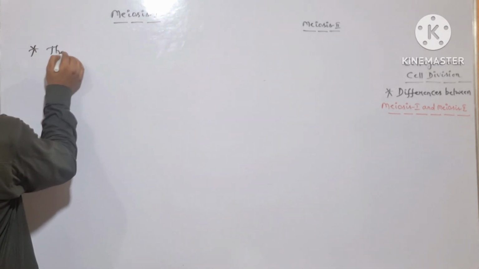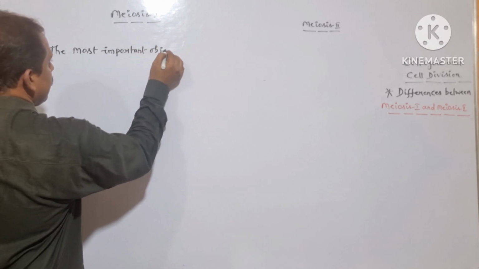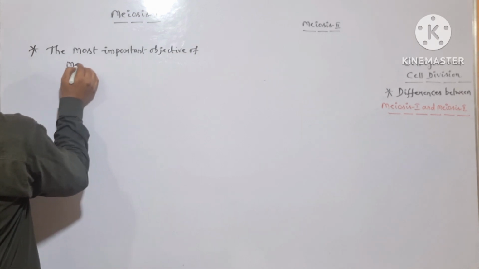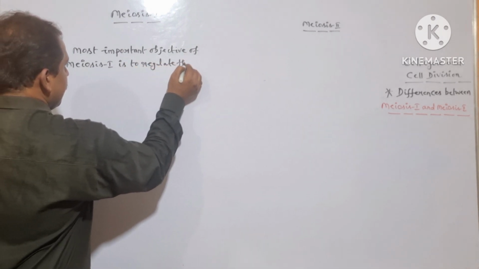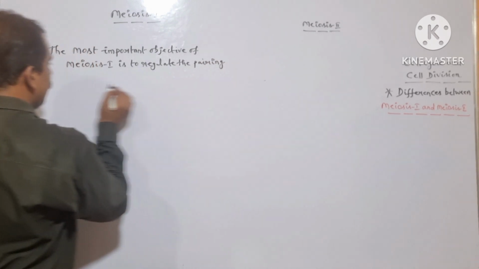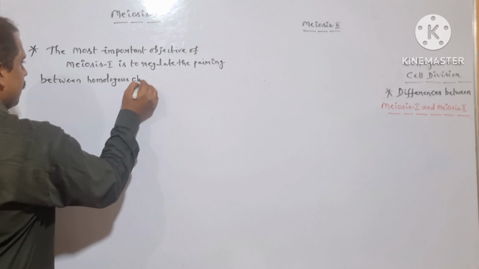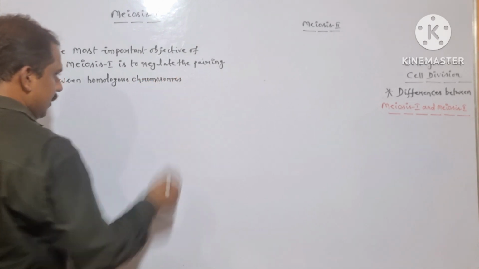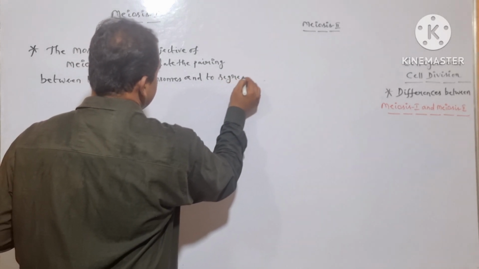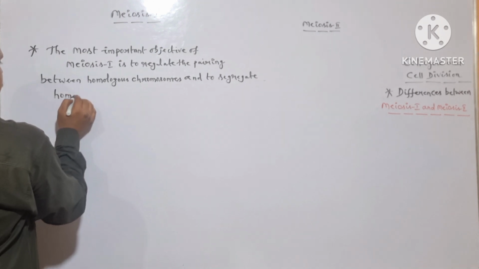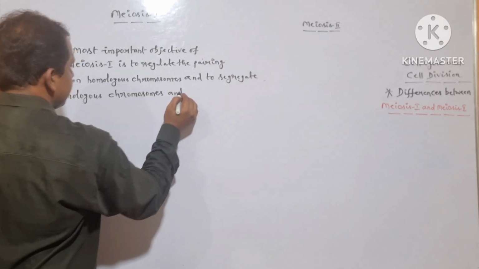The most important objective of Meiosis-1 is to regulate the pairing between homologous chromosomes, and to regulate the segregation of homologous chromosomes, and to produce two daughter cells.